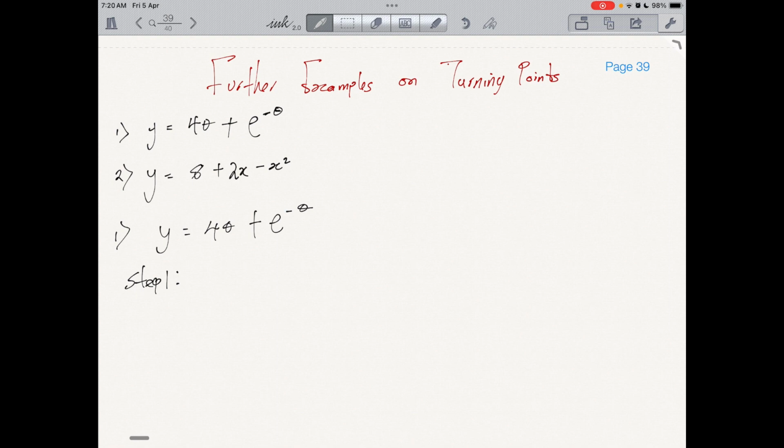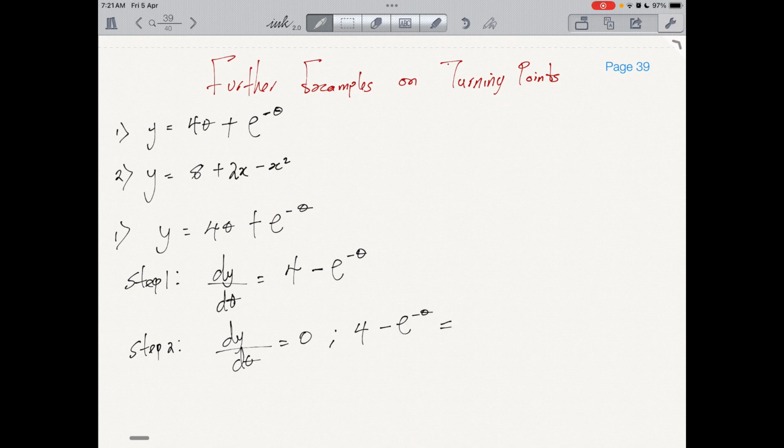But in this case, our variable is theta. So we are going to evaluate dy/d theta, and this will give us 4 minus exponential minus theta. The next step, step 2, is to set dy/d theta to be equal to 0. Therefore, we have 4 minus exponential minus theta equal to 0.